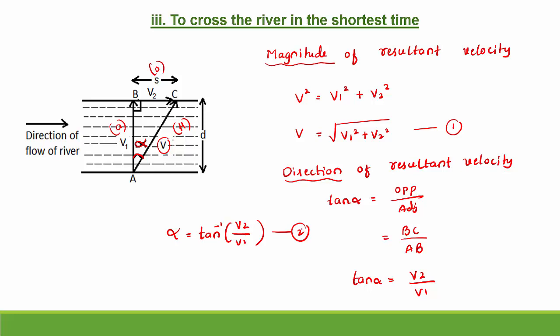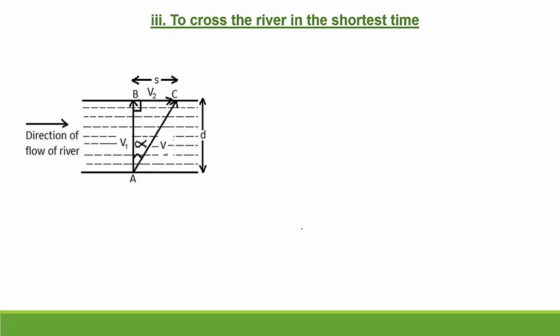Magnitude of resultant velocity is V equal to square root of V1 square plus V2 square. Direction of resultant velocity is alpha equal to tan inverse of V2 divided by V1. This gives the magnitude and direction of the resultant velocity. Now we can find the shortest time to cross the river. What is the expression for shortest time to cross the river?